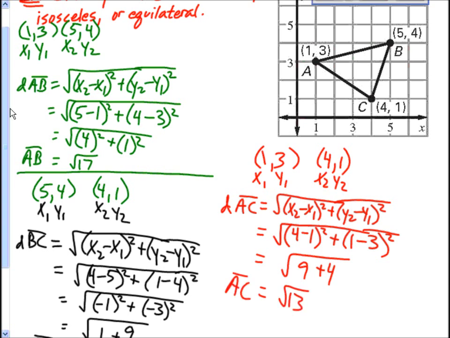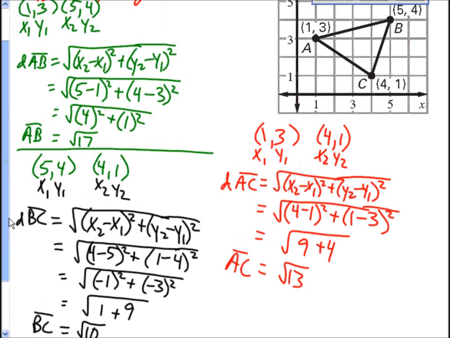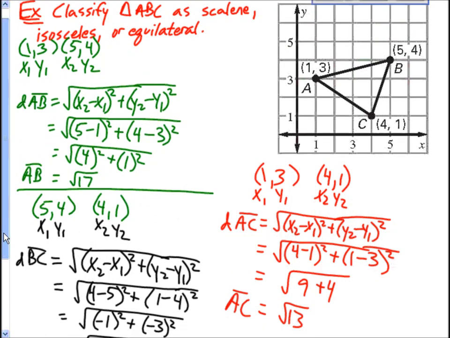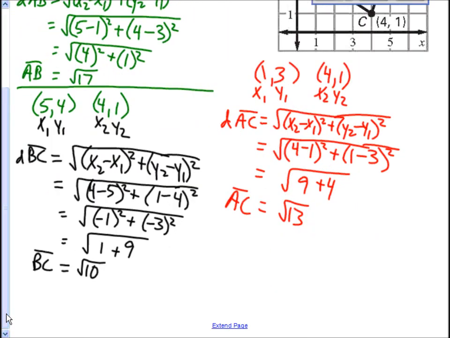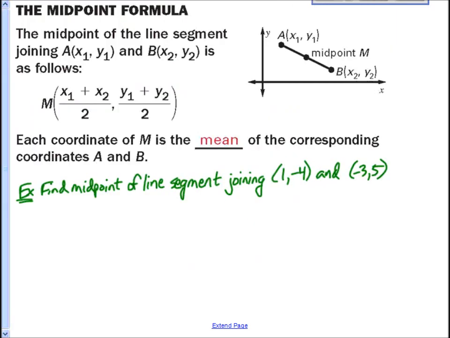So now I'm comparing all three of those. I say, well, the first one from A to B was the square root of 17 in green there, right? Square root of 17. Second one, square root of 10. Third one, square root of 13. Looks like none of them are the same, right? So I know it's definitely got to be a scalene triangle because none of the side lengths are the same, right? If two of those were the same, I'd say isosceles. If three of them were the same, I'd say equilateral. Okay, you got to find the distance for each of those points.